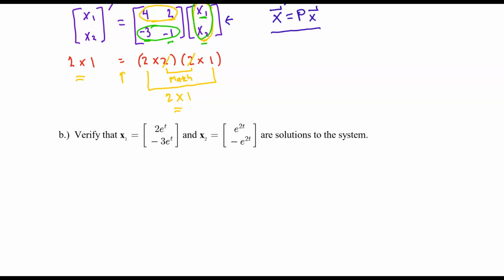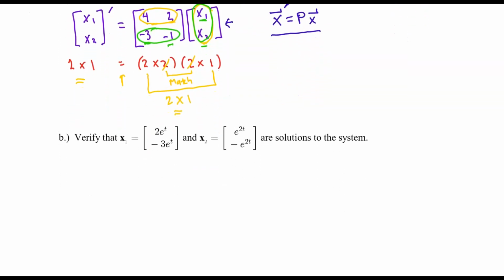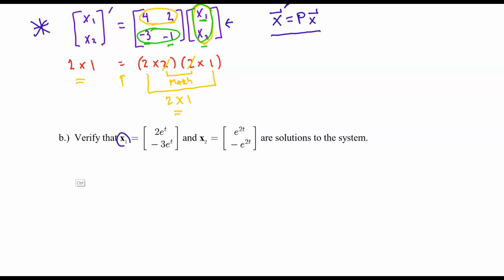Now, let's look at verifying that these two solutions actually solve the system. We're going to do this by substitution. So I'm looking at my matrix equation, and I want to show that this first solution, x sub 1, verifies that equation. On the left side, we're going to check x1 first. I need to find the first derivative of each entry. So the first derivative of my first entry is 2e to the t, and the first derivative of the second entry is negative 3e to the t. That was not too difficult, right?